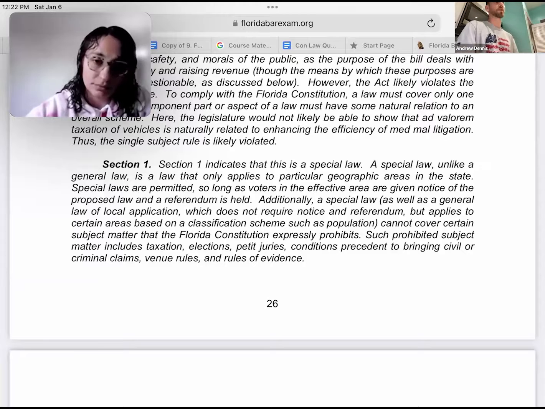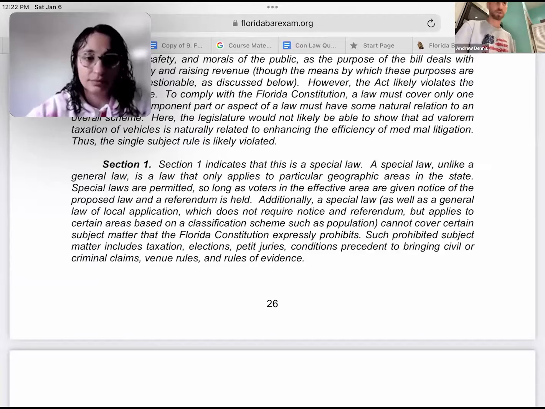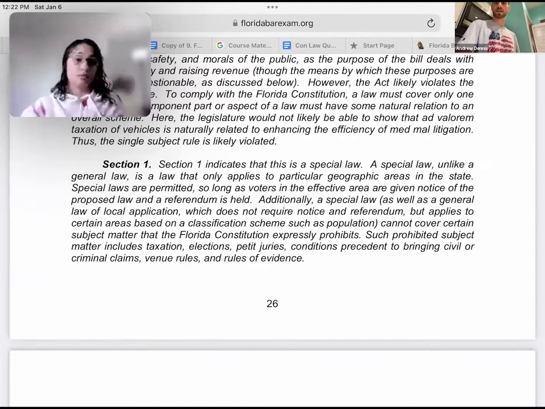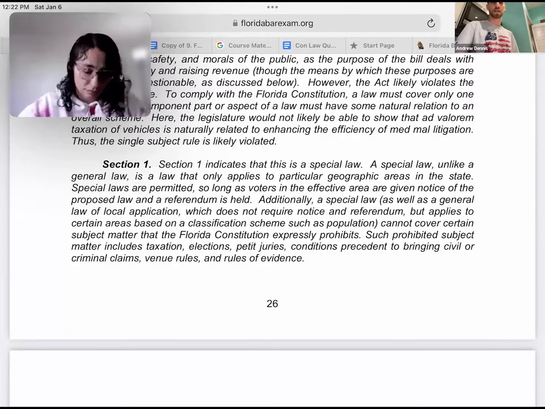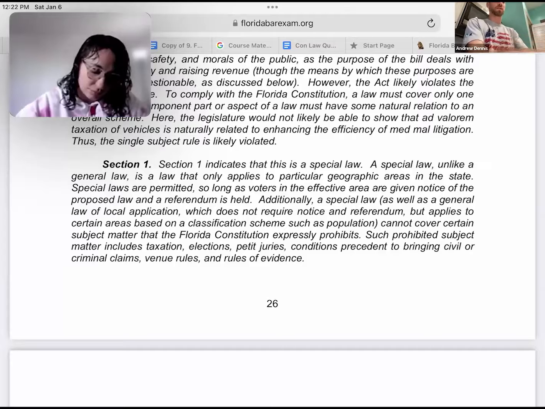This is a big sentence right here that honestly, I don't know if I could have recited before this moment. So I'm going to read it carefully and try to stick it in my own mind. Prohibited subject matter includes taxation, elections, petite juries, conditions precedent to bring civil or criminal claims, venue rules, and rules of evidence. Special laws cannot cover them. They are expressly prohibited by the Florida Constitution. Those are Florida state subjects. Taxation, elections, petite juries, conditions precedent to bring civil or criminal claims, venue rules, and rules of evidence. That's a good sentence right there.